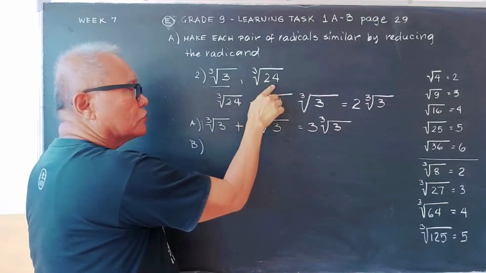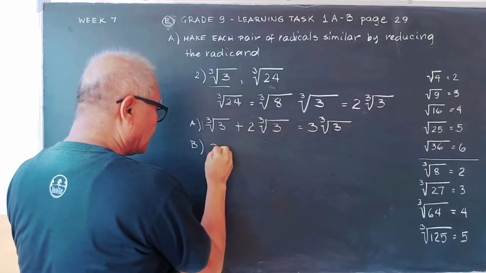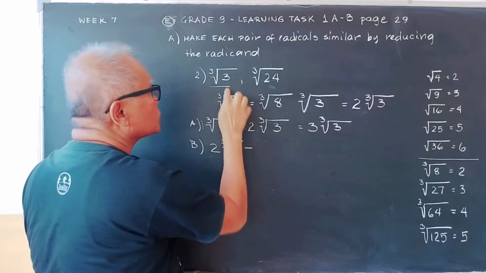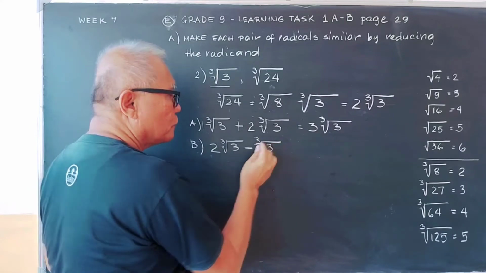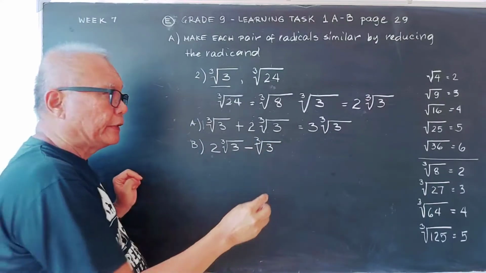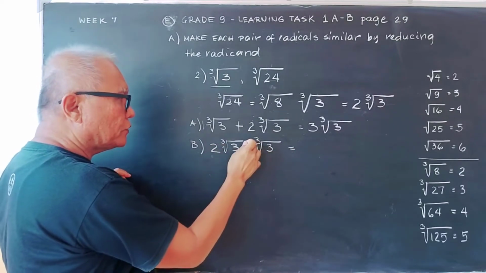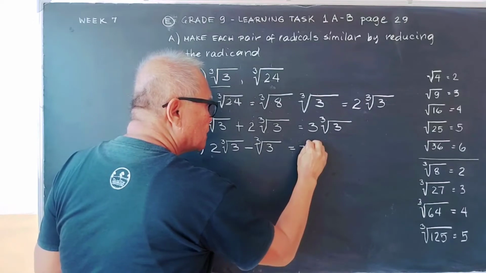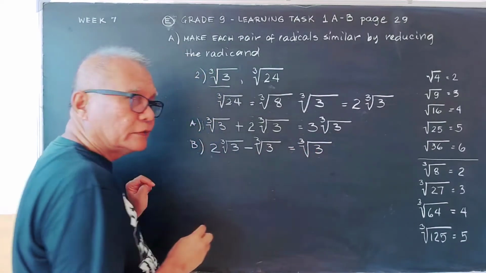Ito, ima-minus doon sa cube root of 24. Ito muna unahin natin. Cube root of 3 minus itong cube root of 3. So, like term sila. So, 2 minus 1 is 1. So, answer na lang is cube root of 3.